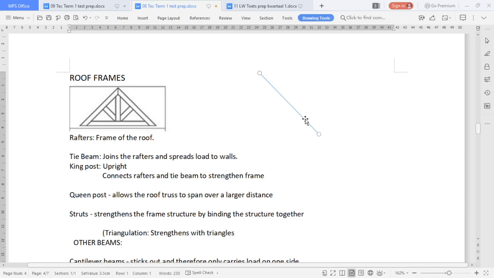Okay, today we're having a look at roof frames. So here's an example of a roof frame. So let's start here by having a look at the rafters.